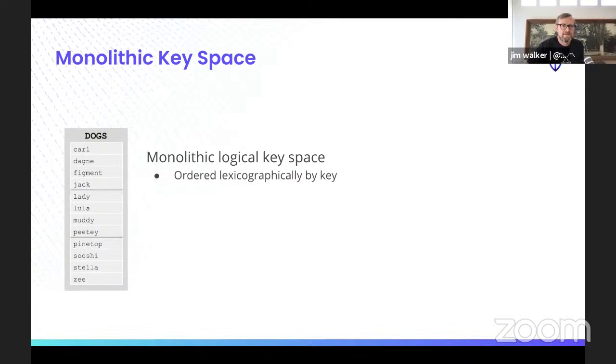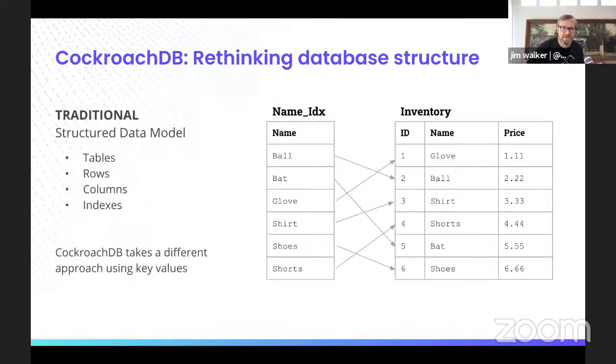At the lowest layer of a database is storage. Ultimately, every table in CockroachDB is implemented as a KV store at the storage layer. This is not exposed to our end users, but it's an architectural implementation choice that allows us to do some really cool things. So every table, let's say this is the dogs table, is basically ordered lexicographically by key. So the key is each of the names of one of these dogs.